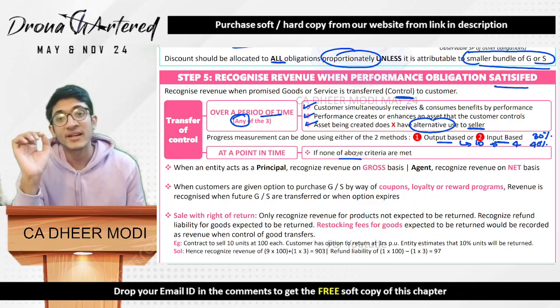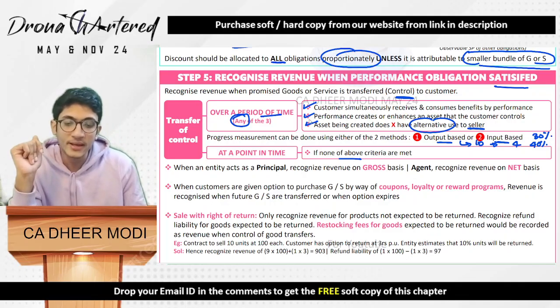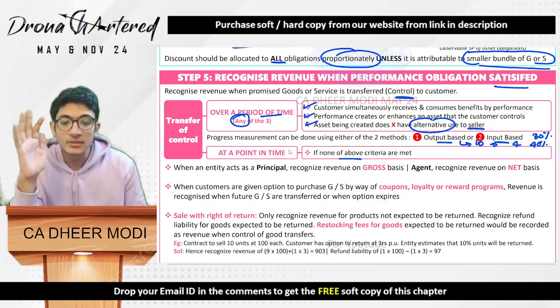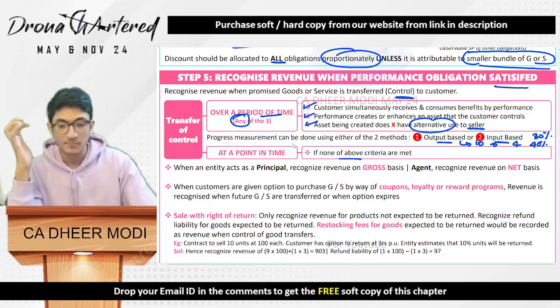Next is transfer of control at a point in time. If none of the above criteria are met, then it is done at a point in time. So either any of these three. If none of these three, then it is done at a point in time.